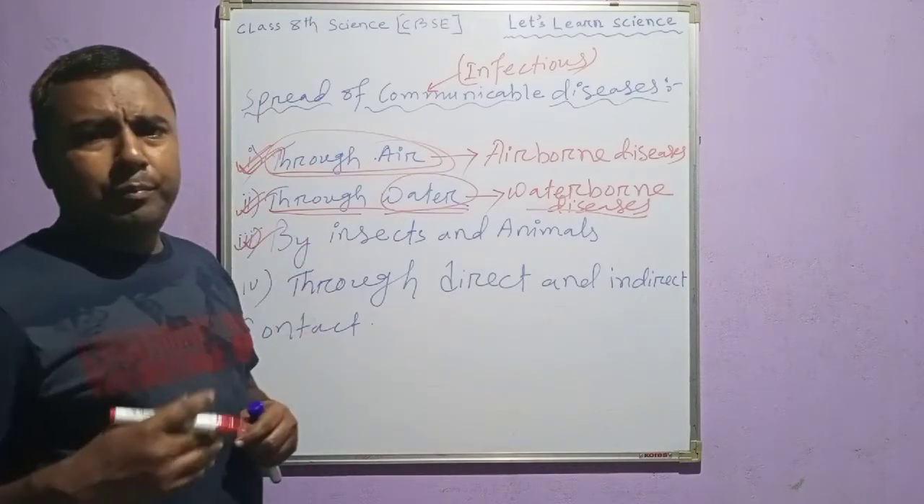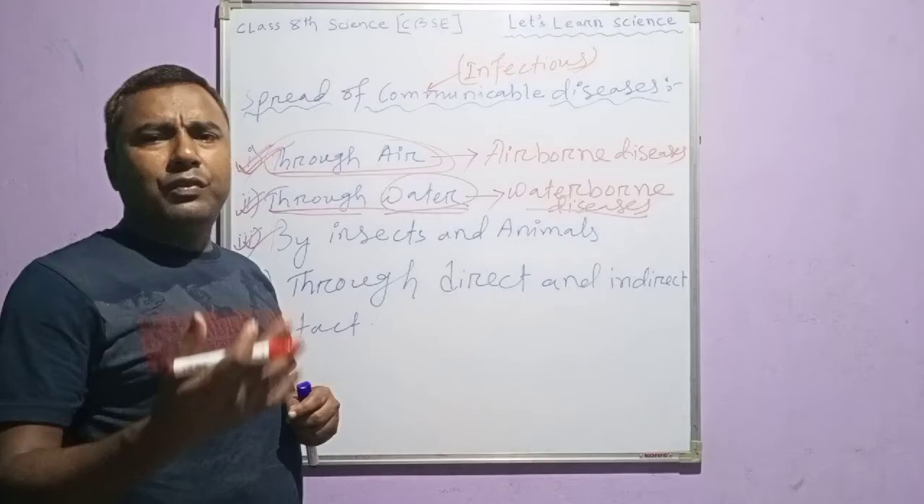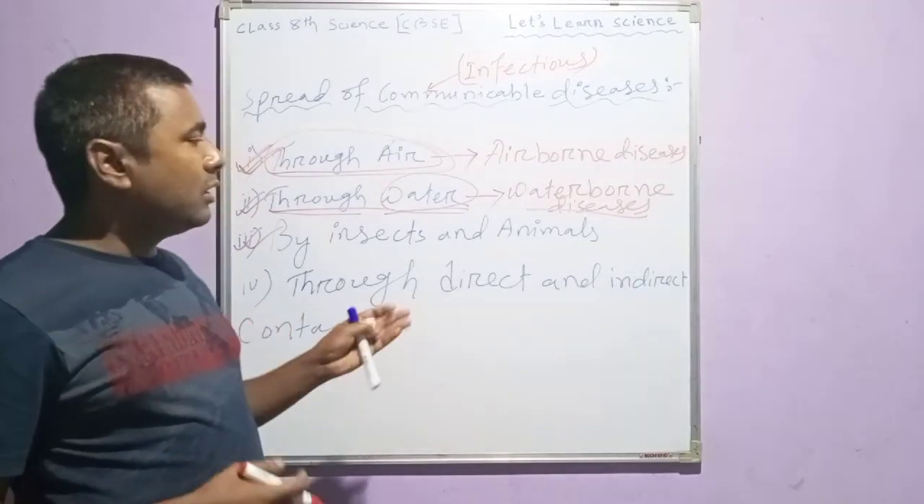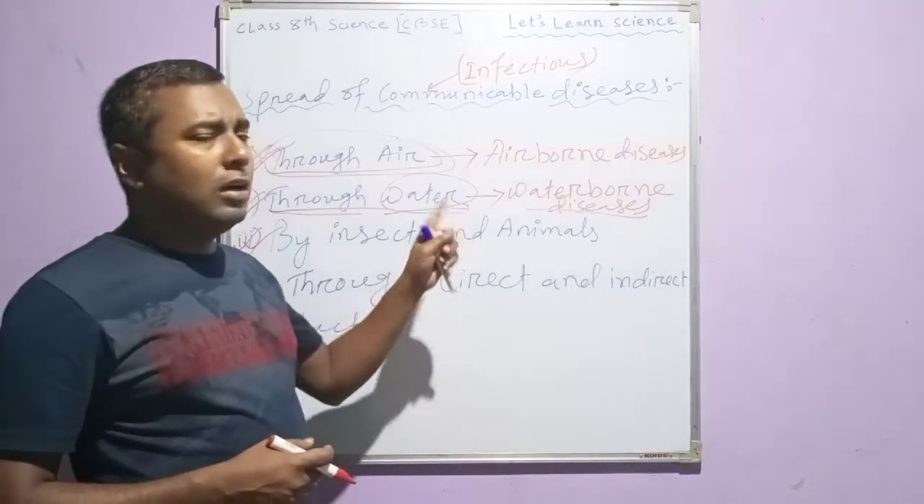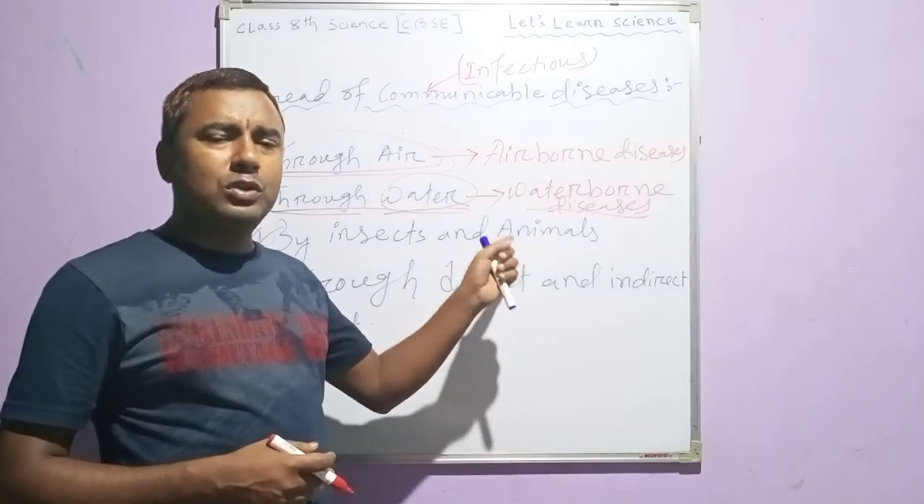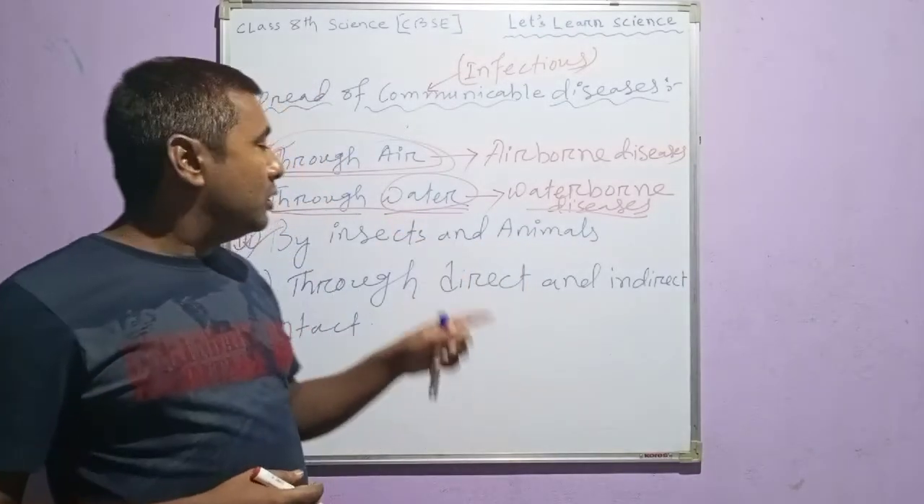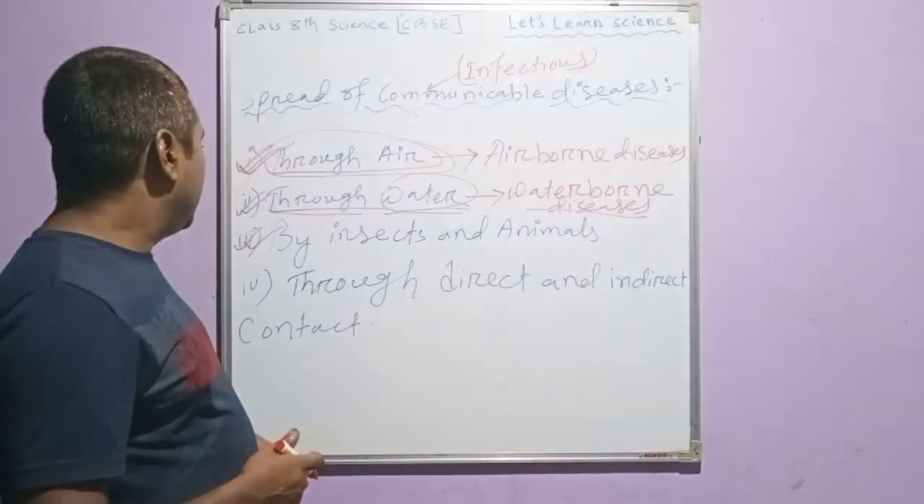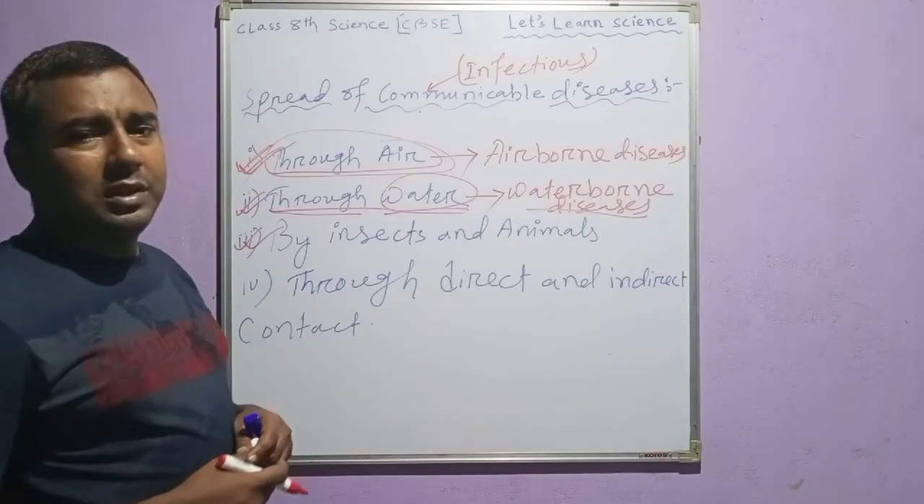For example, typhoid, cholera, then jaundice. So what type of diseases are those? Waterborne diseases, because the germs spread by means of what? Through the water. Next, by insects and animals.